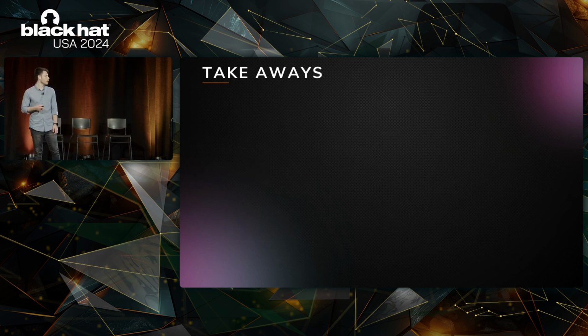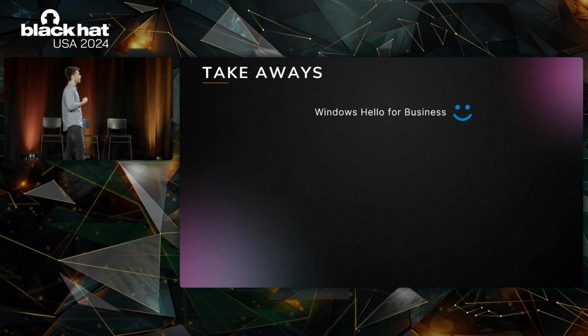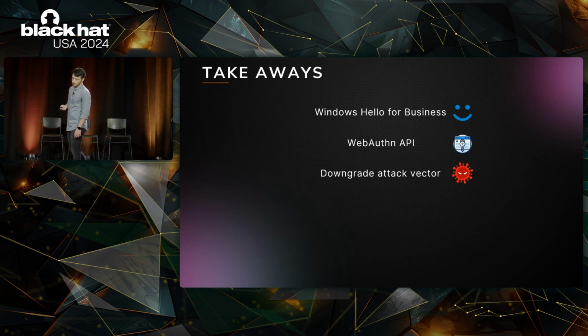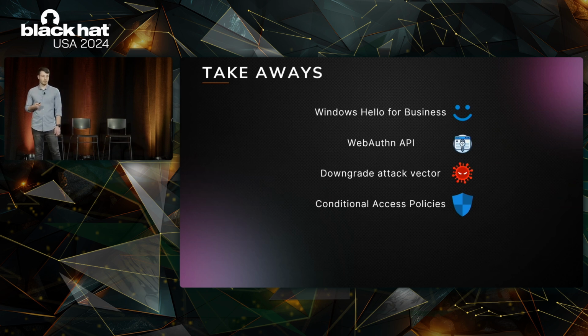So, takeaways. We talked about Windows Hello for Business, why it is secure, why it is phishing-resistant because of the WebAuthn API. We talked about the downgrade attack vector. I mean, even if you have passwordless or Windows Hello for Business for your users, if you do not enforce it, then what's the point of it? And we talked about how to mitigate this using conditional access policies.